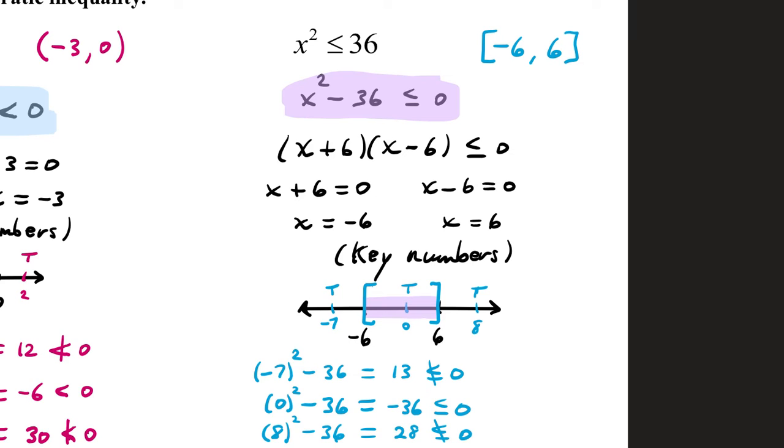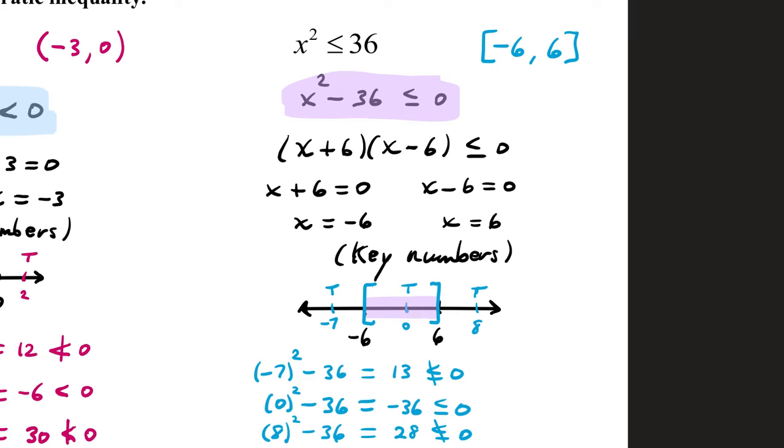In the second example, we have x squared less than or equal to 36. So ultimately, we're searching for all numbers such that if they were squared, the result would be less than or equal to 36. With quadratics, I like to put everything on one side, so I'm going to subtract 36 from both sides. That gives us x squared minus 36 less than or equal to 0. That's a difference of 2 squares, so you can factor with x plus 6 times x minus 6.